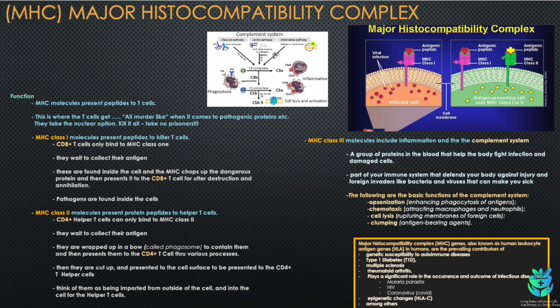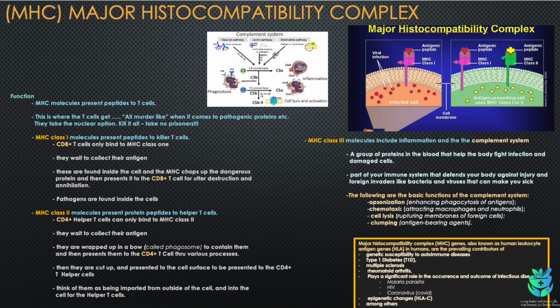The physical proximity suggests a functional link, potentially influencing the efficiency and regulation of both systems. So it could wind up influencing both the MHC3 and how it works with your immune system and your complement system. These are the following basic functions of the complement system: opsonization, enhancing phagocytosis of antigens; chemotaxis, which is attracting macrophages and neutrophils; cell lysis, which means rupturing membranes of the foreign cells; and clumping of antigen-bearing agents.